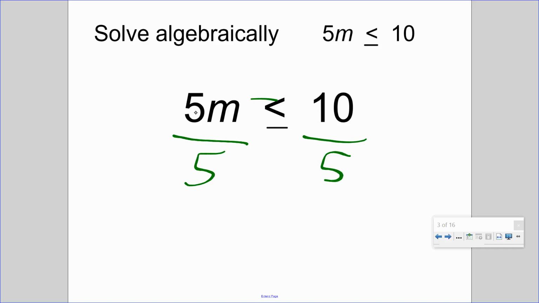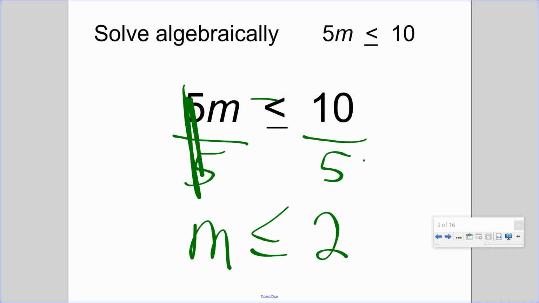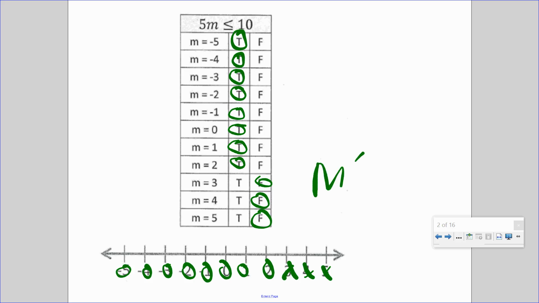What number am I trying to get rid of? 5. So I balance on the other side. This cancels. 10 divided by 5 is 2. m is less than or equal to 2. So let's go back. It saved a lot of time, didn't it, solving algebraically? Let's see. Whoa! All the numbers I circled are less than or equal to 2. So it really does work.